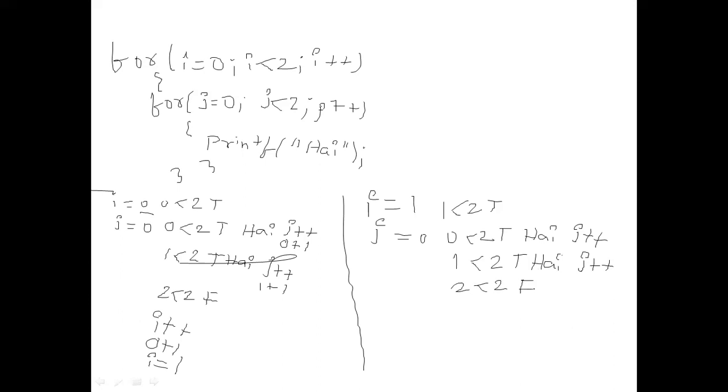Now we increment the i. So i plus plus, previously i was 1, 1 plus 1 is 2. So our updated i value is 2 now. 2 is less than 2, condition is false. Whenever the condition becomes false, we have to stop the loops. So this is about the simple nested for loop tracing.